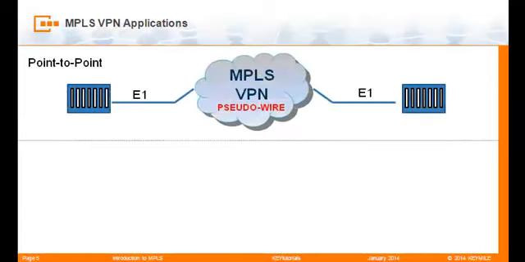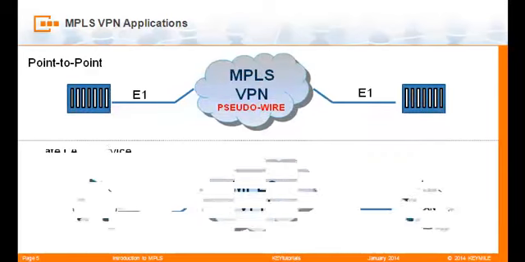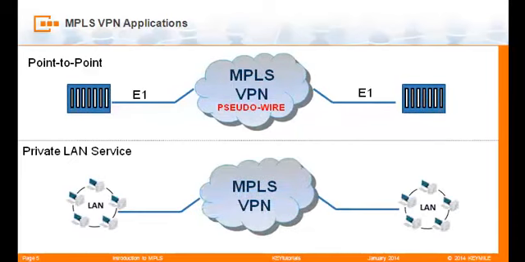Today, many applications for MPLS are within the VPN, or Virtual Private Network. The diagram will show a couple of applications. Firstly, for establishing a point-to-point E1 leased line over the VPN in what we call a pseudo-wire. And then secondly, for building private LAN services where we can interconnect multiple LANs which are based at different sites.